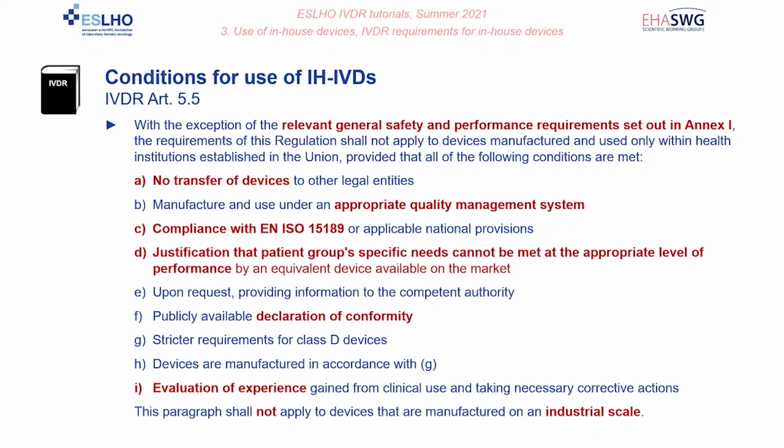Finally, it is stated in Article 5.5 that the exemption does not apply to devices manufactured on an industrial scale. Even though it can be argued that in-house devices generally are not manufactured on an industrial scale, this term, and many other terms, have not been defined yet by the authorities.